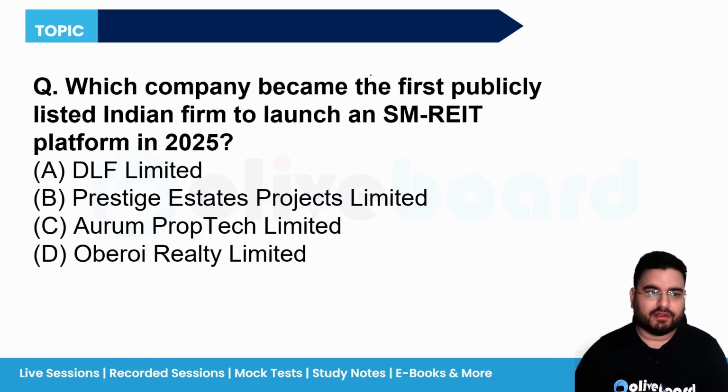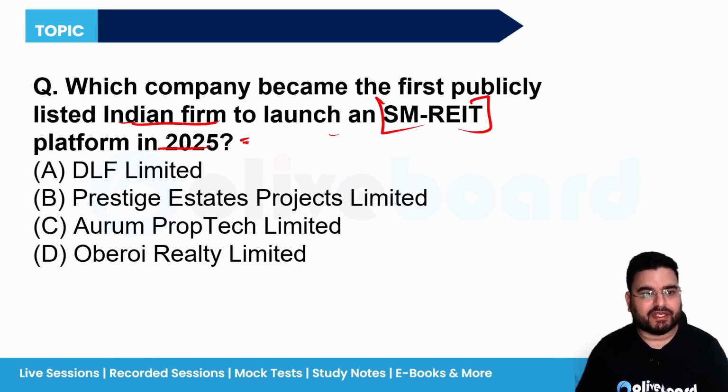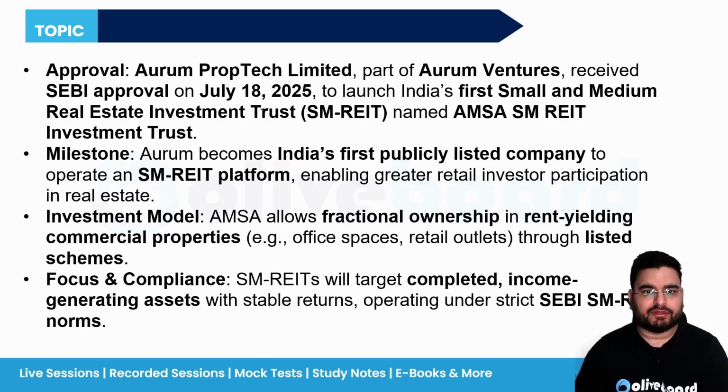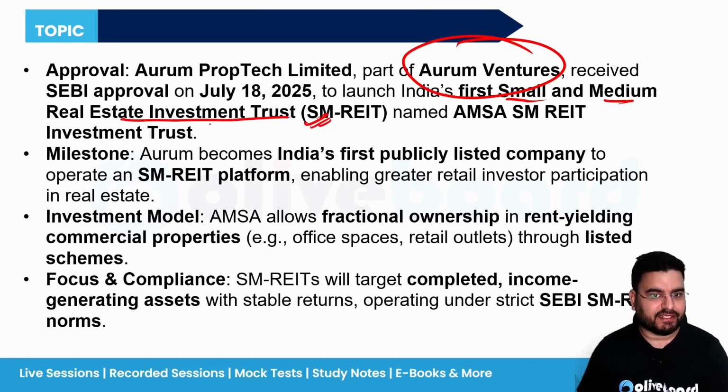Got it? So which company became the first publicly listed India firm to launch an SMREIT platform in 2025? So the correct answer is Aurum PropTech. Okay, so please remember the name of the company. What they have done, they have launched India's first small and medium real estate investment trust, SMREIT. And what is the name? AMSM REIT. Okay, Aurum Ventures Small Medium Real Estate Investment Trust. So remember the name of the company.